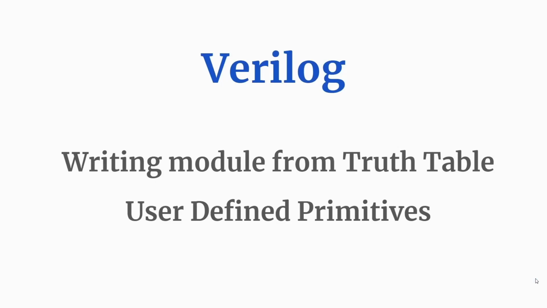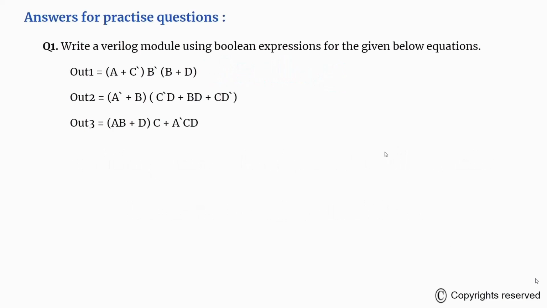In the last video, we have seen how to write a Verilog module from the gates connection or from the Boolean expressions. But in this video, we will see how to write a Verilog module with user-defined primitives, that is, writing a Verilog module with the truth table. Before that, let's quickly discuss the answers for the practice questions that I mentioned in the previous video.